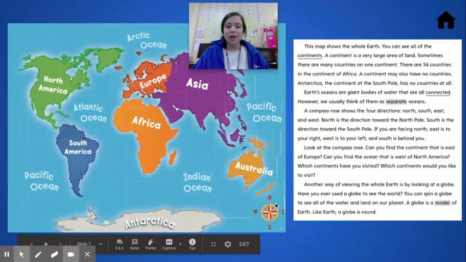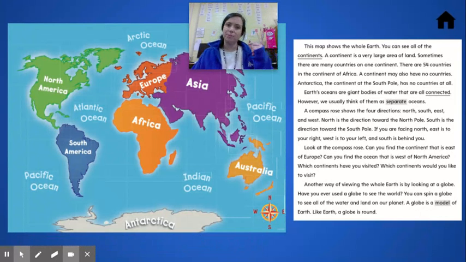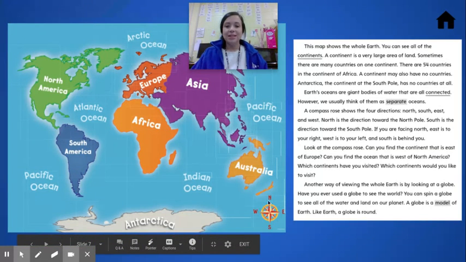This is called a compass rose down here, and it shows you the 4 different directions. North is up, south, east, well, it's opposite on mine, east and west. Those are the 4 different directions, and you can use this compass rose to help you tell which direction you move on the map.